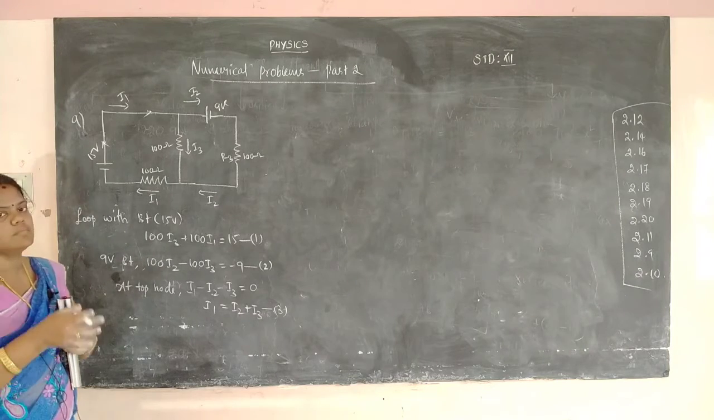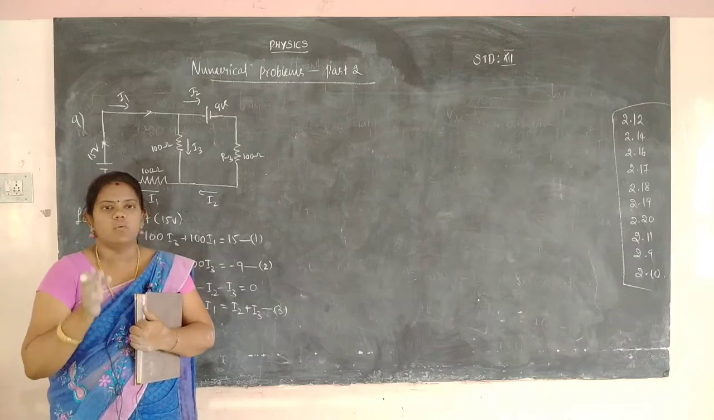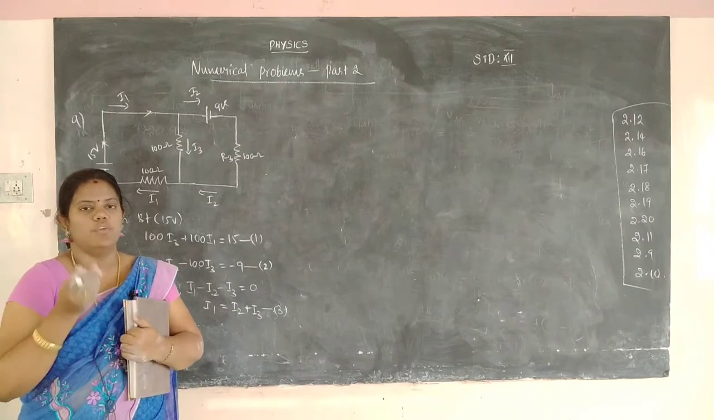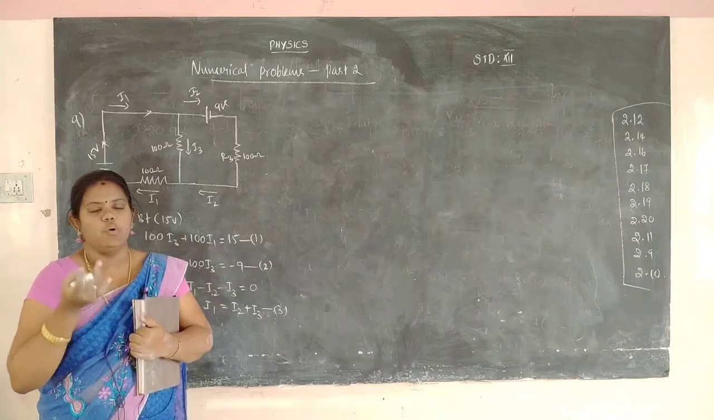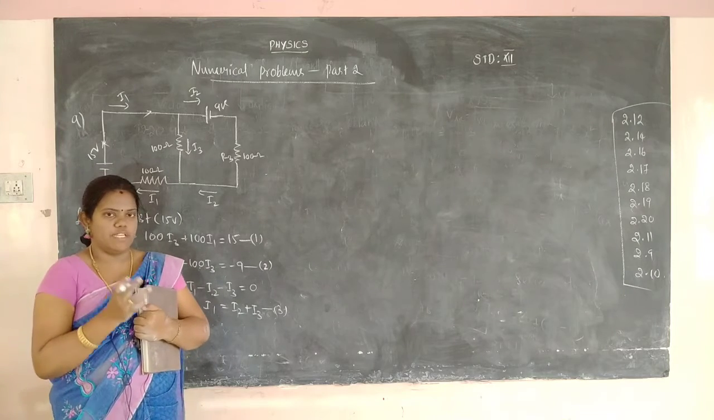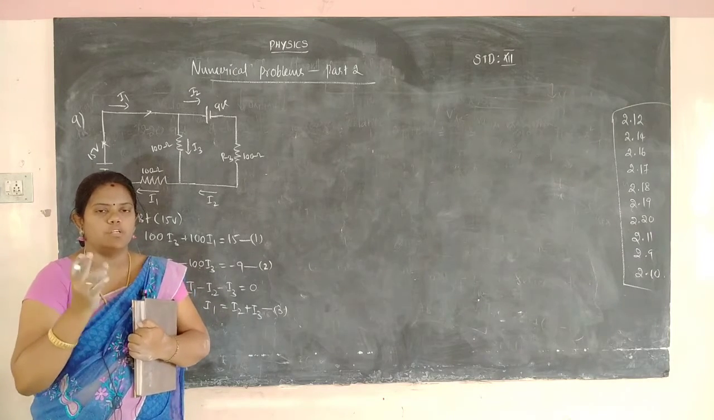In this problem, we are asked what currents will be flowing in the circuit. We want to calculate I1, I2, I3. Three currents will be flowing in the circuit.